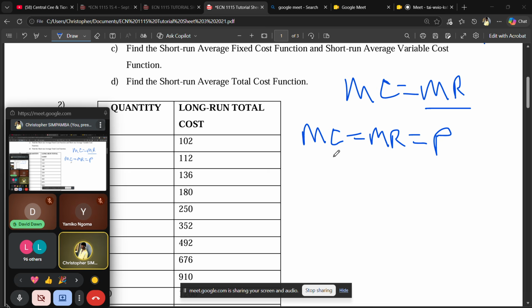So the condition that is going to be illustrated is that marginal cost is equal to marginal revenue, which is also equal to price, right?